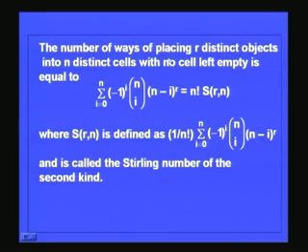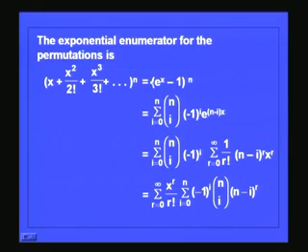The number of ways of placing r distinct objects into n distinct cells with no cell left empty is equal to this expression. This is the answer. The answer into x power r by r factorial will give you sigma r is equal to 0 to infinity, and the coefficient of the term x power r by r factorial will give you the required answer, right.